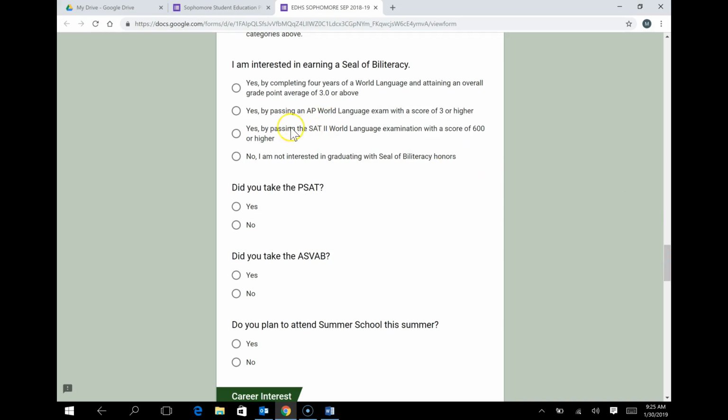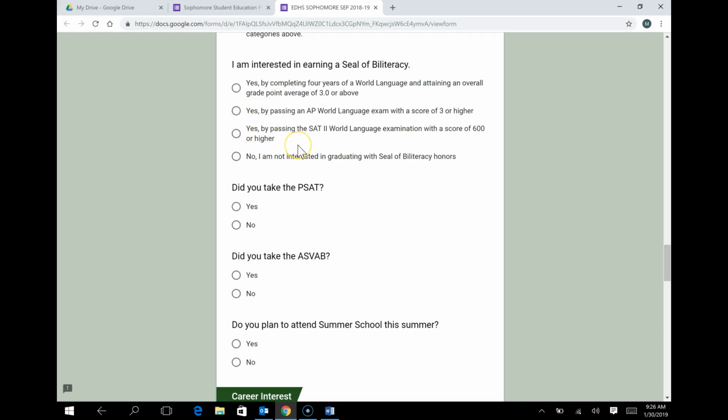So first one would be yes, by completing 4 years of world language and attaining an overall grade point average of a 3.0 or above. So this would be a student who knows for sure they're going to take maybe Spanish 1, Spanish 2, AP Spanish language, AP Spanish lit for the 4 years and get at least a 3.0 or above average in those classes. Second would be yes, by passing an AP world language exam with a score of 3 or higher. So maybe you're taking the AP Spanish lit exam and planning on scoring 3 or higher on there.